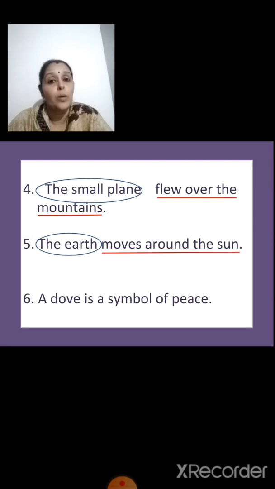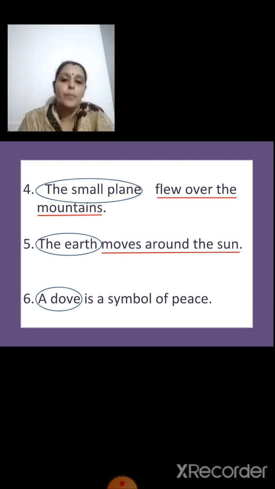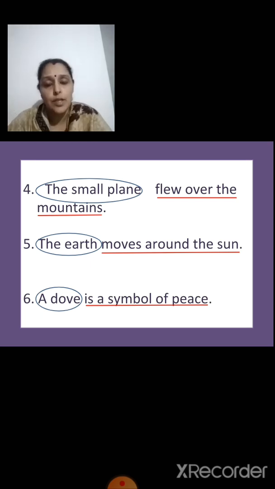Yes? So what are we talking about here? We are talking about a dove. So that becomes a subject, and we are going to circle it. Is a symbol of peace. Yes? So that becomes the predicate, and we are going to underline that. Okay, children? Understood? What is a subject? What is a predicate? Yes?